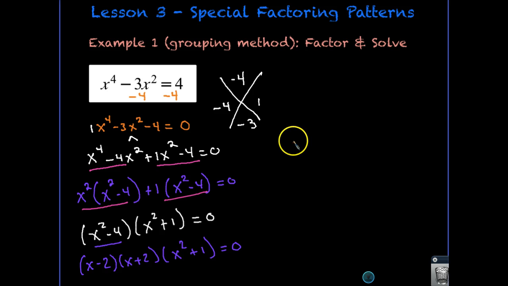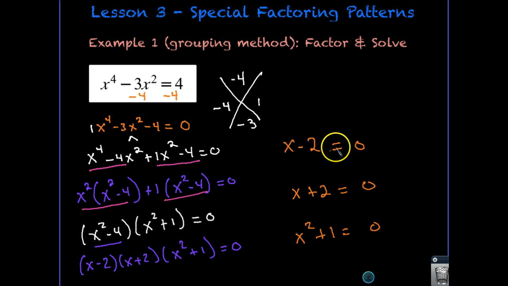Remember that when we solve, we just take each of the expressions and set them equal to 0. x minus 2 equals 0, x plus 2 equals 0, and then we have x squared plus 1 equals 0. On this first one, all we would do is add 2 to both sides, and we would get a final answer of x equals 2. So there's one of my x-intercepts, one of my solutions.